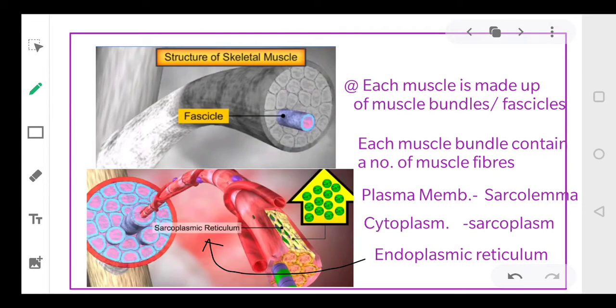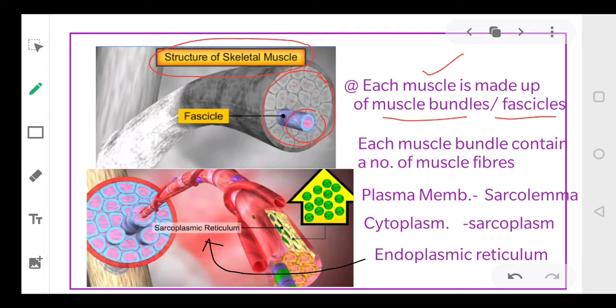Now let's understand the structure of the muscles. First of all, we will talk about the structure of the skeletal muscle. In the case of skeletal muscle, each muscle is made up of muscle bundles. You can see various muscle bundles, 1, 2, 3. These are also called fascicles. One has been projected outward for you, and this is called a fascicle. So a muscle is made up of muscle bundles, and these muscle bundles are also called fascicles.